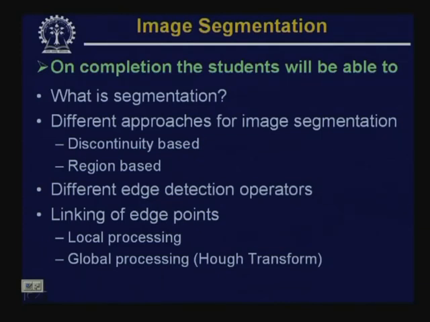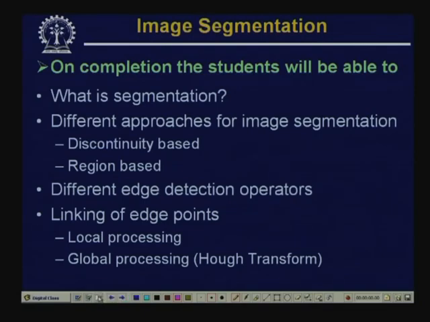Then we will talk about different edge detection operations, which are useful for discontinuity based image segmentation techniques. Then we will see how to link those edge points which are extracted through different edge detection operators, so that we can get a meaningful edge. Under this linking of edge points, we will talk about two specific techniques. One is the local processing technique, and the other one is the global processing or Hough transformation based technique.